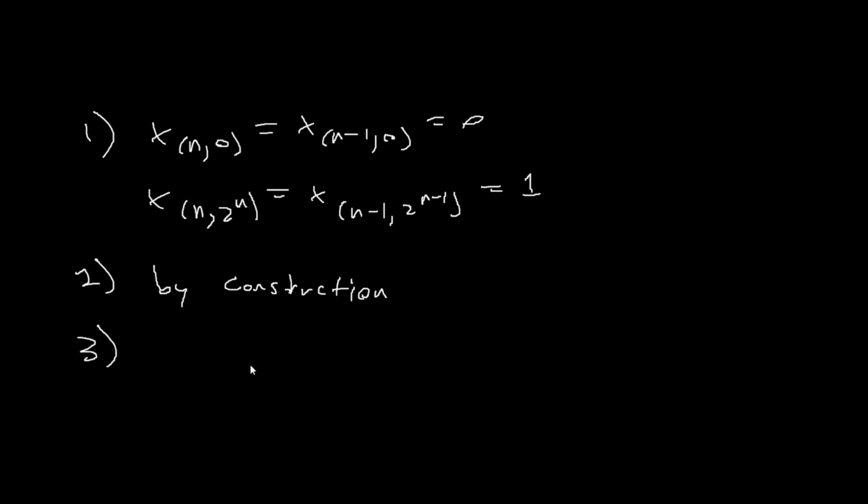Property 3 is a little subtle. Now we know that X_{n-1} is a subset of X_n.